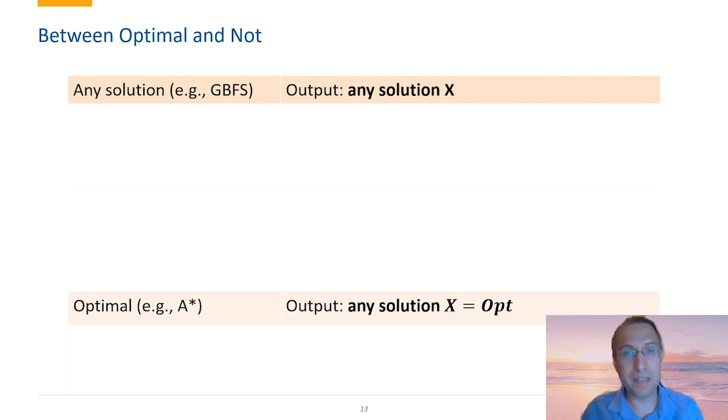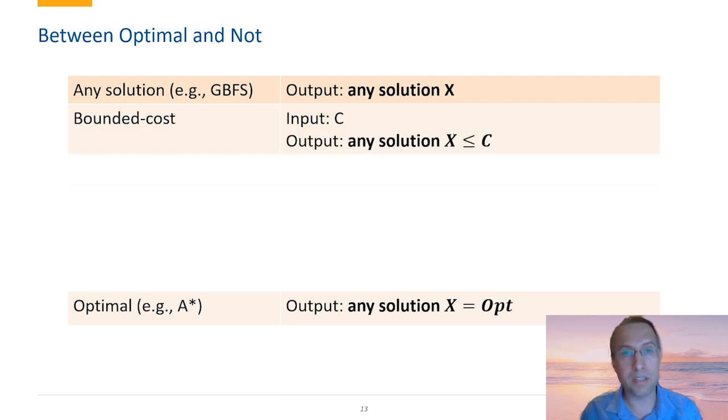In this masterclass, I'll show you several middle grounds between these extremes of wanting only optimal solutions, sufficing with any solution. Bounded cost search is such a middle ground in which we are given an additional parameter C, and we are happy with any solution so long as it is under this cost-bound parameter C. This corresponds to setup when you have some kind of limited budget.